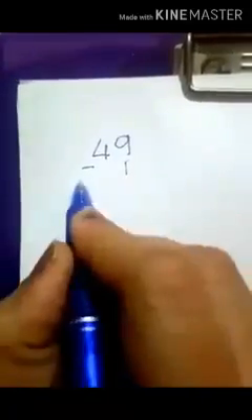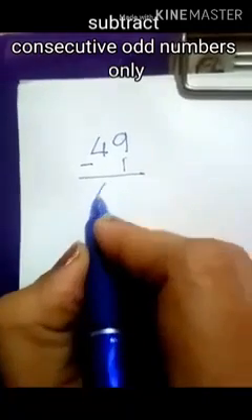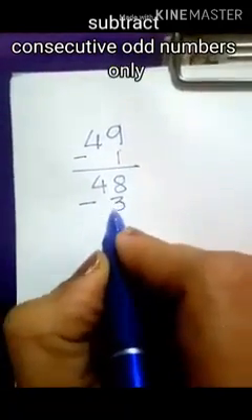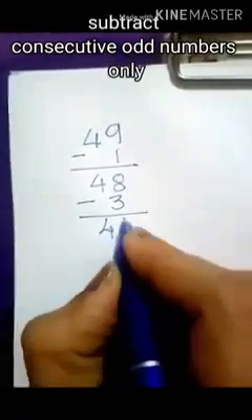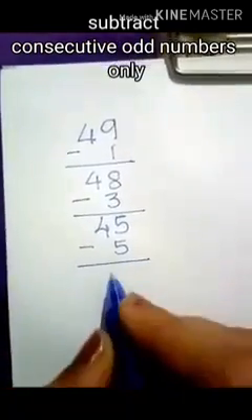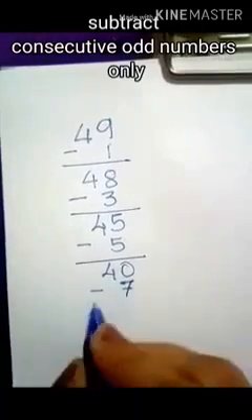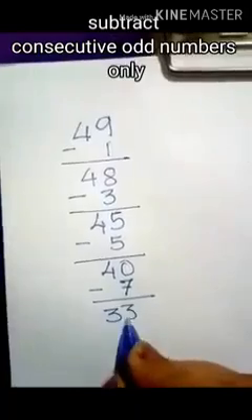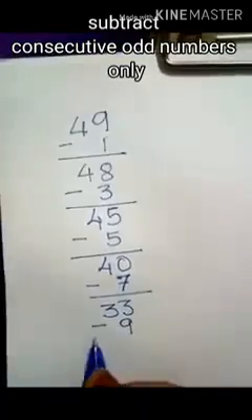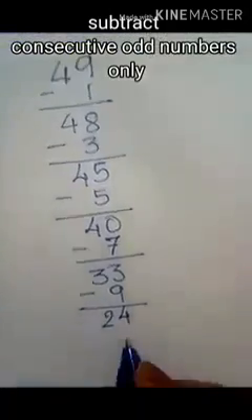First we'll subtract 1. And remember, we are subtracting only consecutive odd numbers. So what is left first? 48. Now the next consecutive number is 3. So we are left with 45. Next consecutive number, 5. So we are left with 40. Now we will subtract 7. And the number left after subtraction is 33. After 7 comes 9. So when you subtract, you are left with 24.